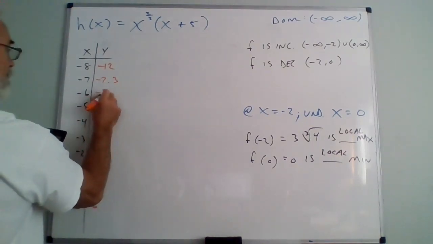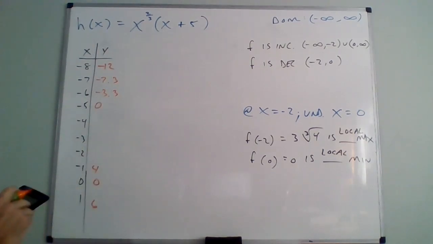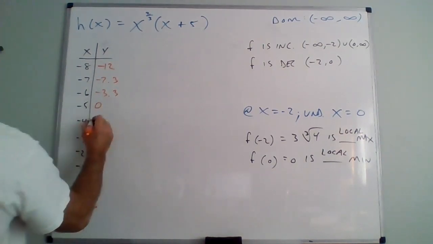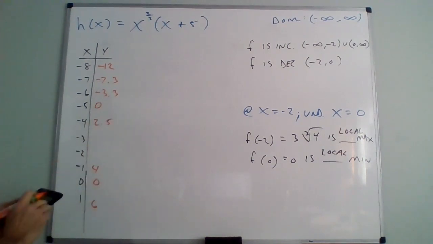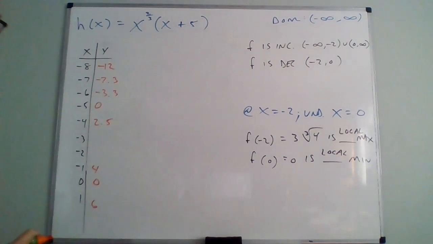That's about negative 3.3. Oh, that was a freebie. Sorry, that was 0. We put in the 4. That's positive 2.5 about. Again, I'm going to be graphing. I don't need 5 decimal places. 1 square is only a quarter of an inch, typically.